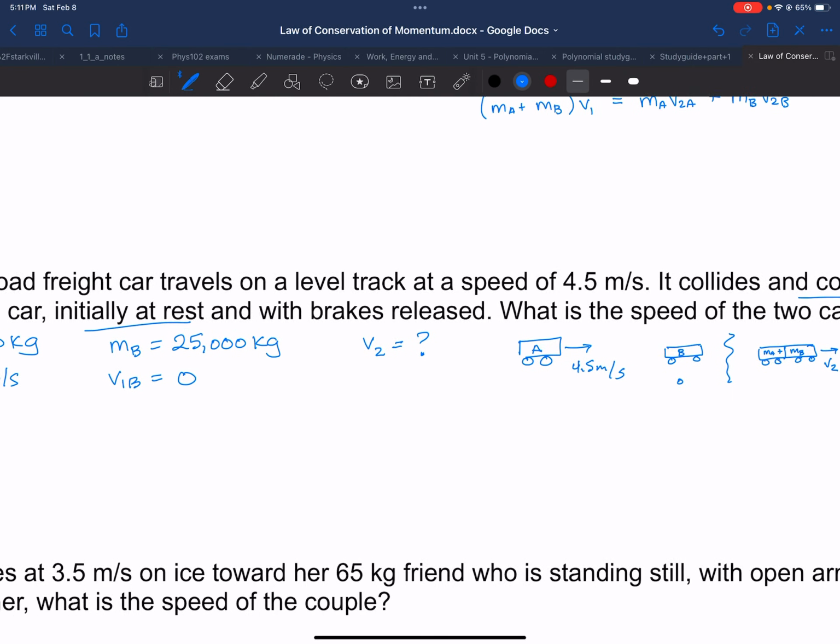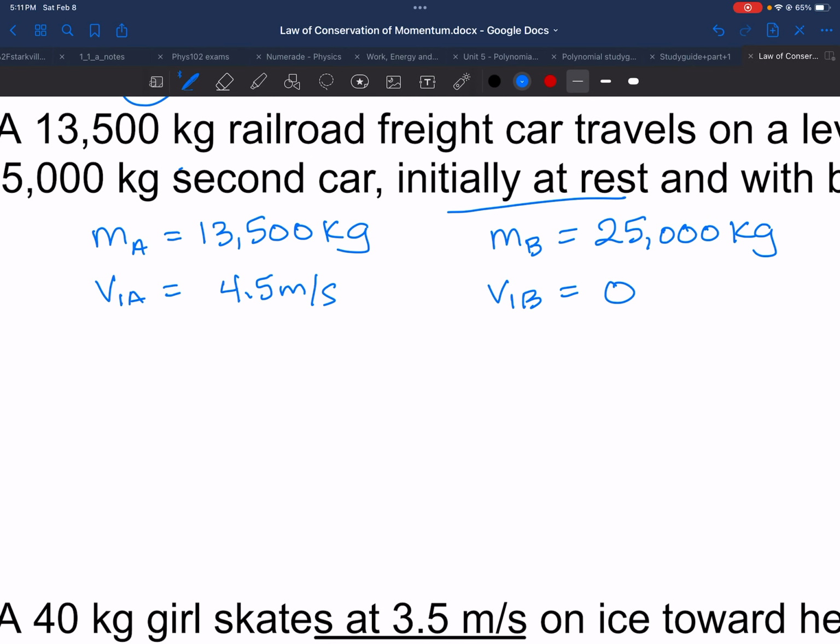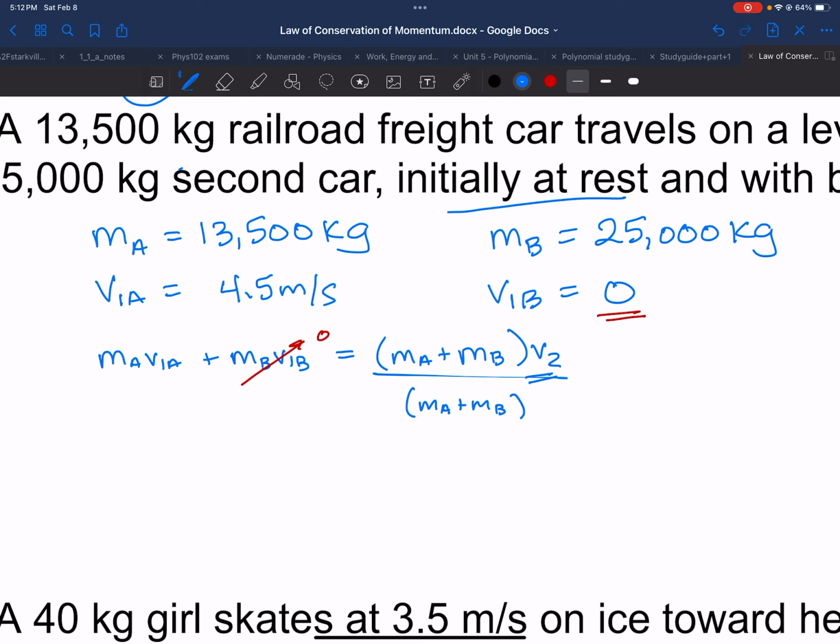All right, let's go ahead and write down our equation. So we have mass of A, V1 of A, plus mass of B, V1B is equal to mass of A plus mass of B times V2. Now, first thing I look at, is there anything that I can eliminate? The first thing I notice is I have a 0. Anytime you multiply anything by a 0, we're going to end up eliminating that entire expression. So we're left with MA V1A is equal to MA plus MB times V2. Now we want to isolate V2, which means we're going to have to divide by MA plus MB on both sides.